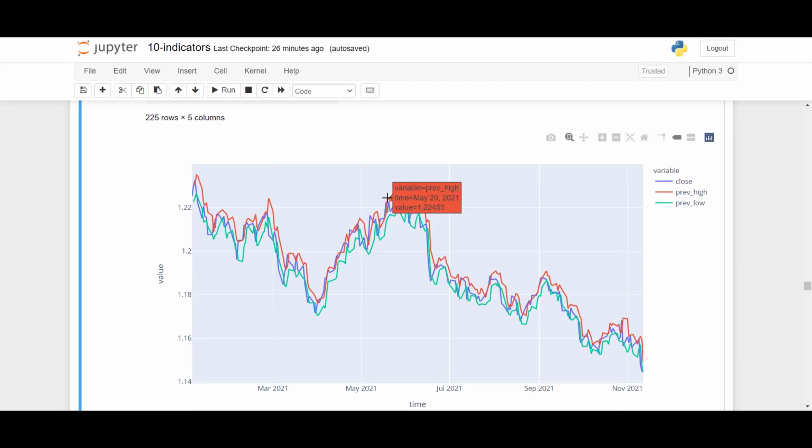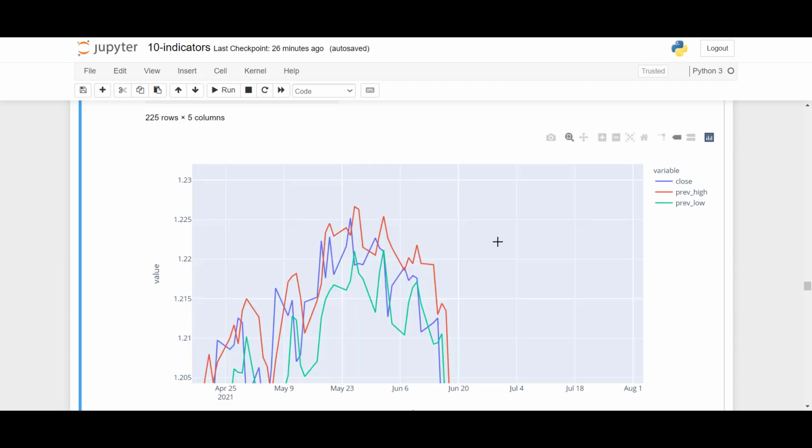Here I've plotted the previous high and low and the current close onto this chart, so we can clearly see where the previous high and low were. For example, here we are inside the range, and here, for example, the close price broke above yesterday's range.